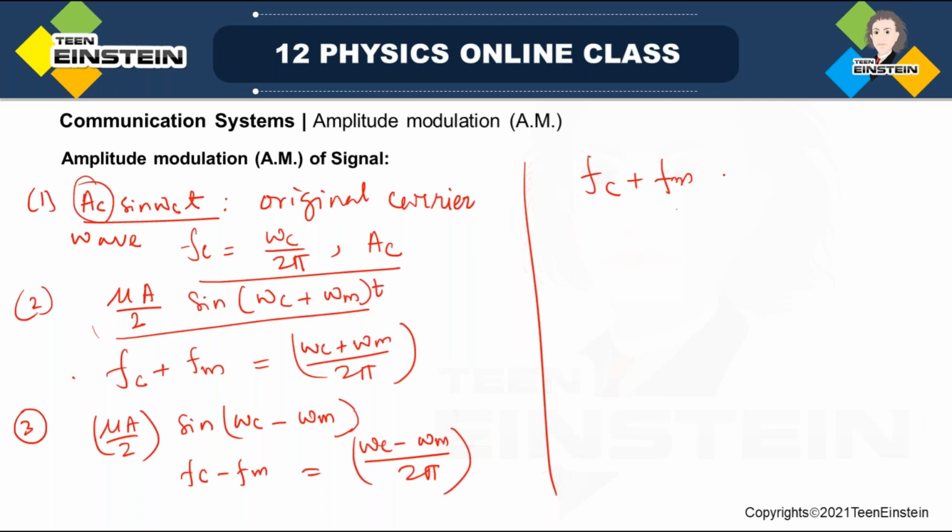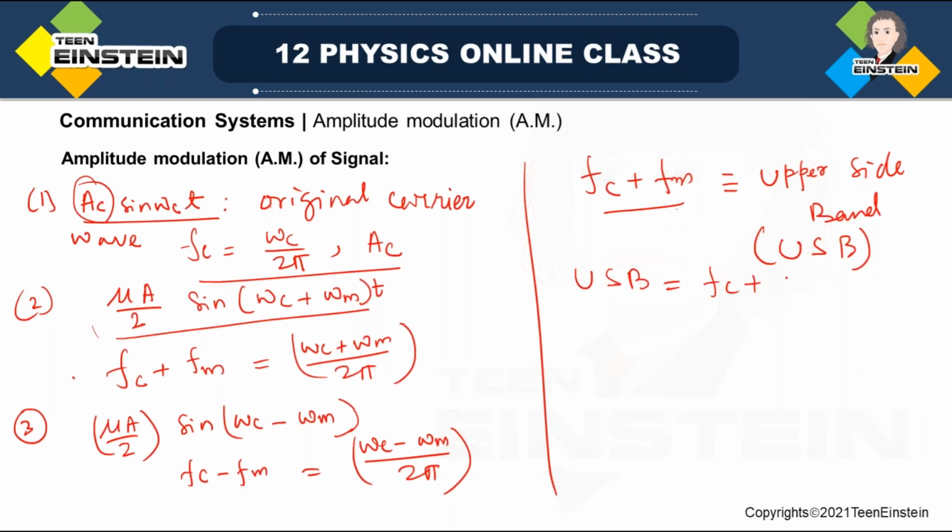So this fc plus fm is the greater frequency. Okay, this is called upper side band, and in short it is called USB. So USB means this one. If I write USB in short, it is fc plus fm.